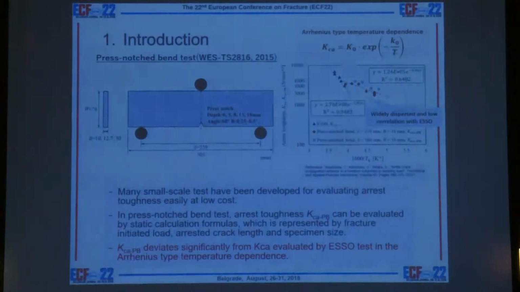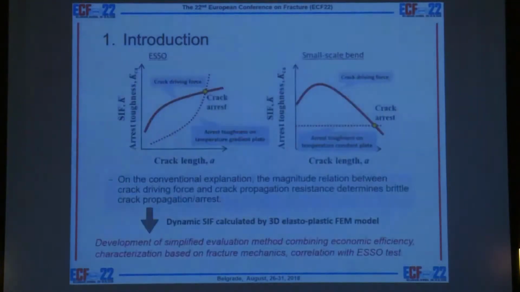Evaluation results by S-test and press-notched bend test with the same steel are shown in this figure. As you can see, KCAPB deviates significantly from KCA evaluated by S-test in the Arrhenius type temperature dependence. The essence of both evaluation methods is to evaluate arrest toughness based on the magnitude relation between crack driving force and crack propagation resistance. Thus, in order to evaluate KCA accurately by a smaller scale bending test, I applied a dynamic stress intensity factor calculated by a 3D elastoplastic FEM model and aimed to develop a simplified evaluation method combining economic efficiency, characterization based on fracture mechanics, and correlation with the S-test.